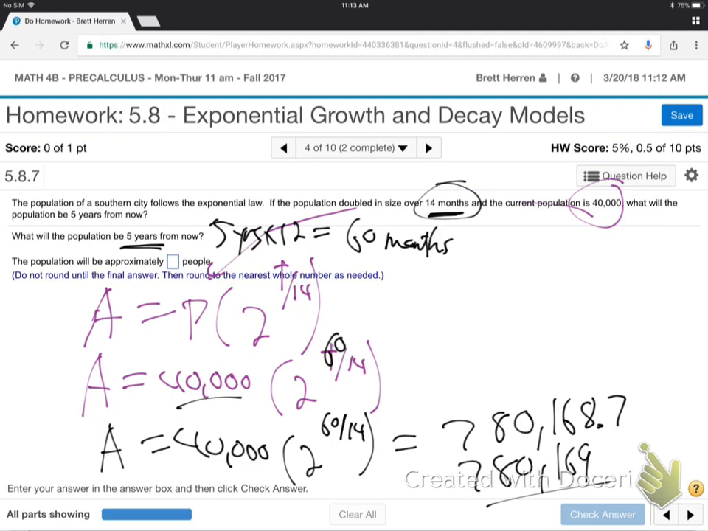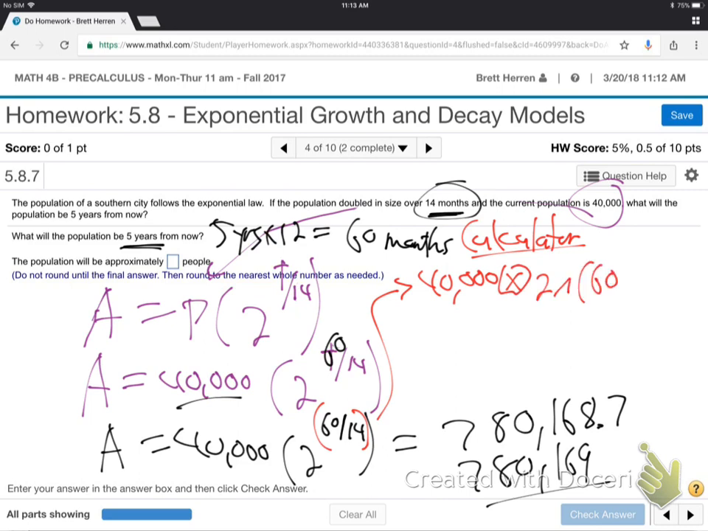Try that. One thing that's important, remember the main lesson with using a calculator: if there's more than one item in a zone, you got to parenthesize it. In this case, there's a 60 over 14, two things in the power zone. That means you have to parenthesize those when you type it into your calculator. You got to put parentheses around that power. You got to type it in like this: 40,000 times 2 to the power, parenthesis, 60 divided by 14, parenthesis.